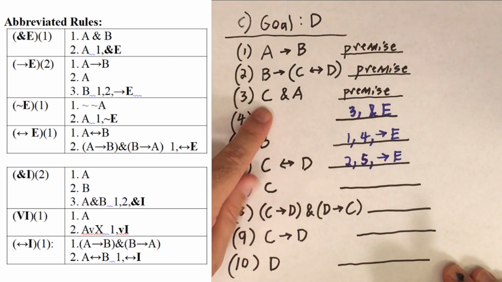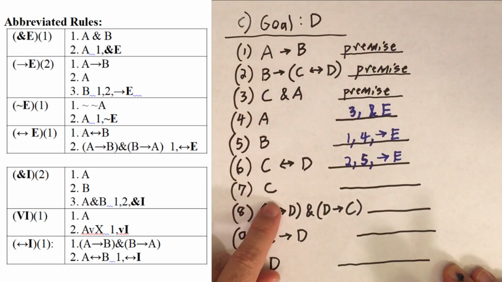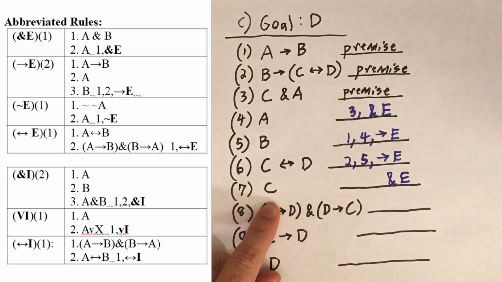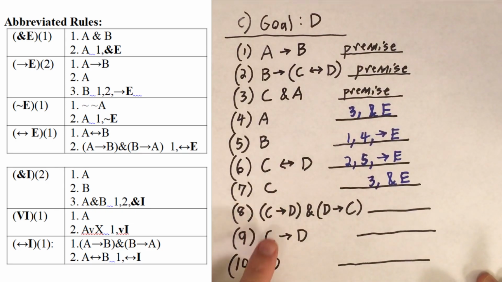But look at line 3. Ands are really friendly. I can take apart either side of the and I want. So I'm going to simply use my and elimination rule. How many lines are required to justify an and elimination? Just the one line, the line that contains the and you took apart. That is simply line 3. Good.